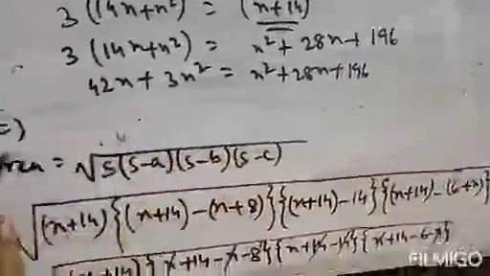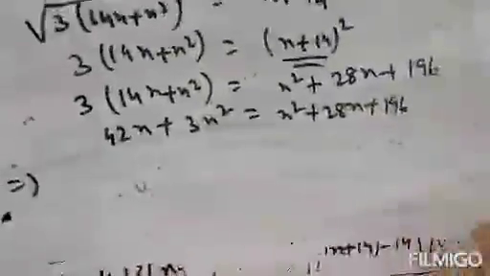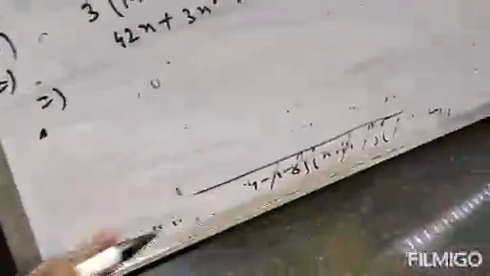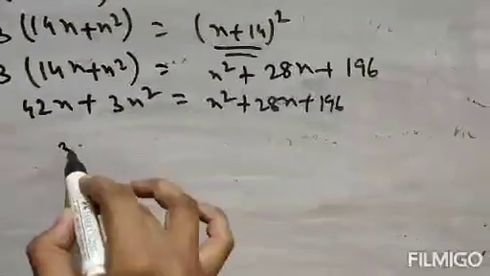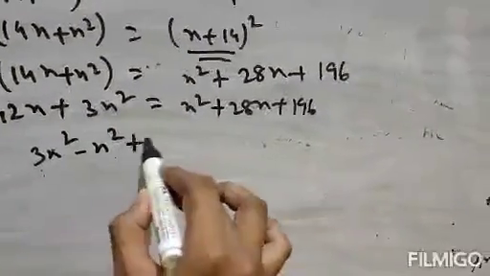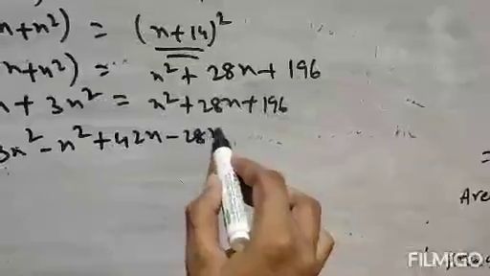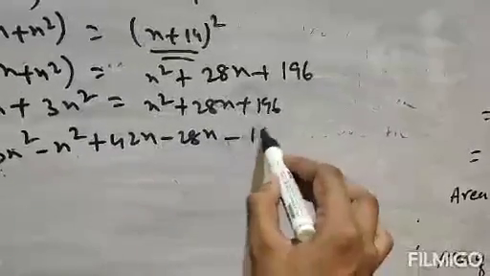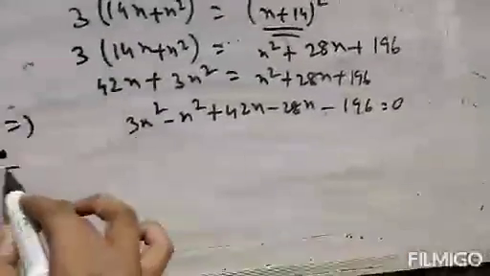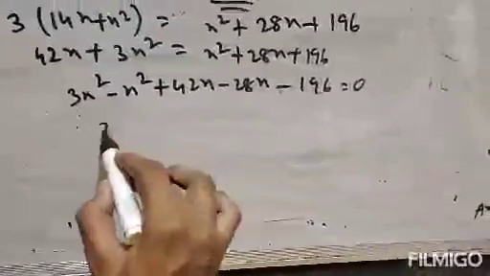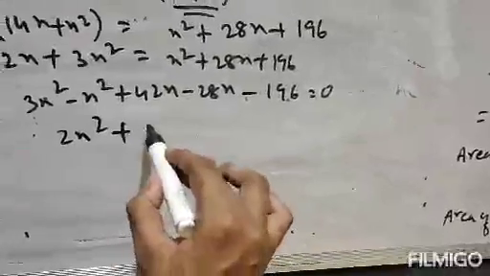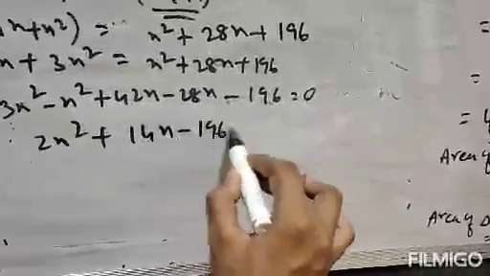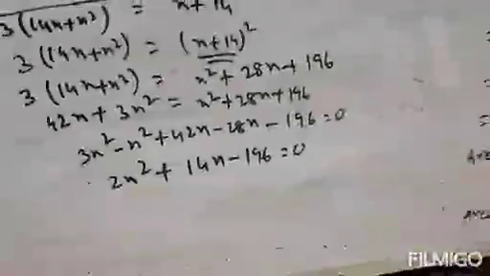Now rearrange this expression. So 3x square minus x square plus 42x minus 28x minus 196 equal to 0. Just regrouping, rearranging. So that is 2x square plus 42 minus 28, that is 14x, minus 196 will be equal to 0.